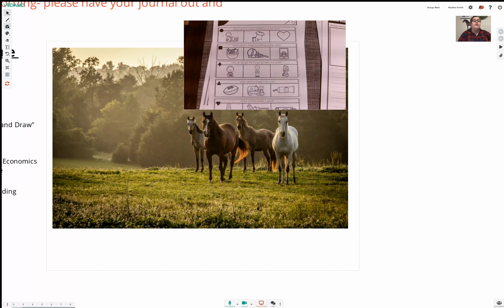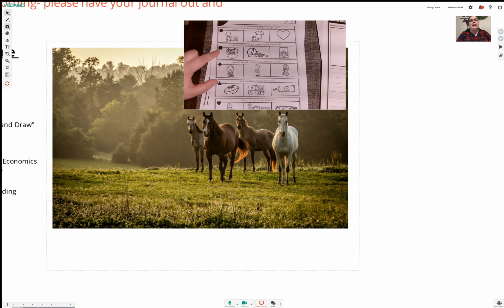Okay. Next to the circle, which picture shows something that people want? Please color or circle the picture that shows something that people want. Next to the square, which picture shows something that people need? What is something that they need?